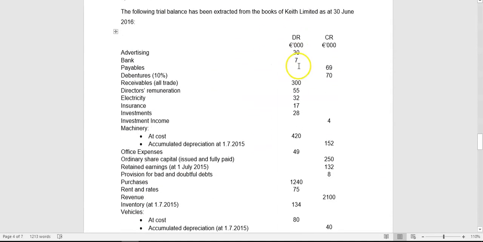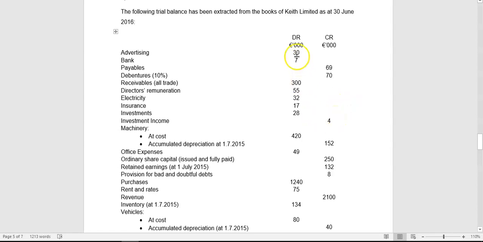We're given a trial balance with debits and credits. And again, we have to be able to distinguish: if it's a debit, is it an asset or an expense? If it's a credit, is it a liability, income, or is it a capital or equity amount? And we'll go through each of them as we're preparing the set of financial statements.